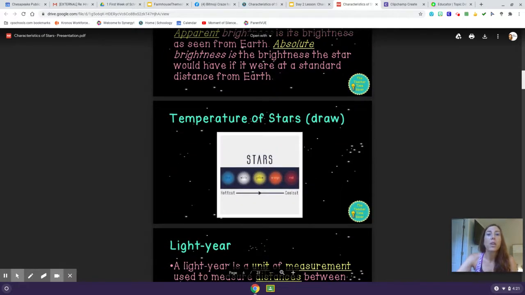And here's a picture of the temperature of stars. It's a diagram in your notes for you to draw. And the thing about the colors as they relate to temperature is that it's a little bit backwards from what you would probably estimate. So the hottest stars are blue and the coldest stars are red. And you can pause the video right now if you need to in order to draw the diagram.